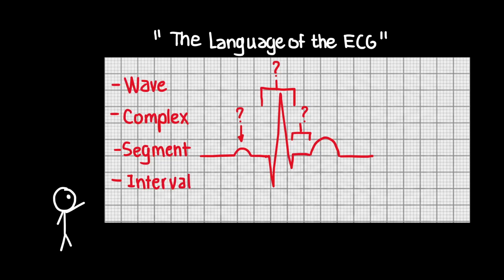Wave, complex, segment, and interval. Four different words with different meanings. And if you mix them up, you will misread what you're looking at and what you are expressing. So before we meet the waves individually, let's establish the vocabulary.